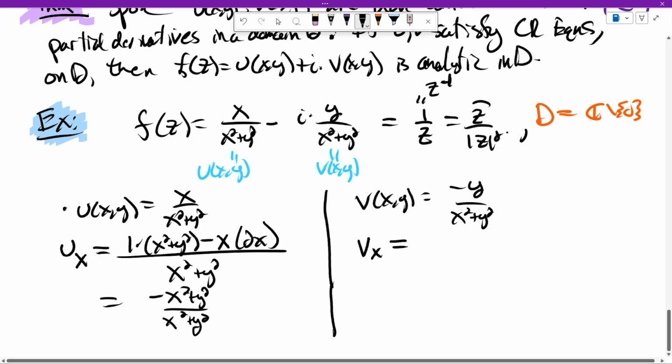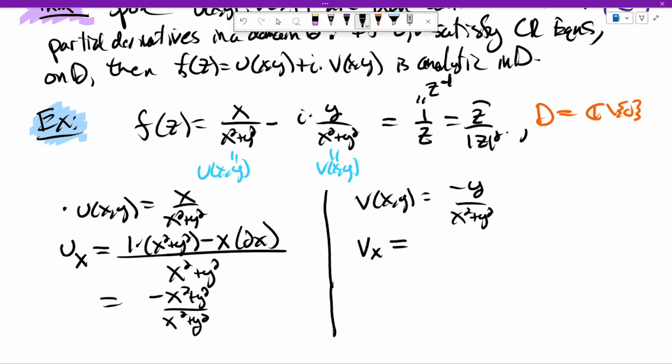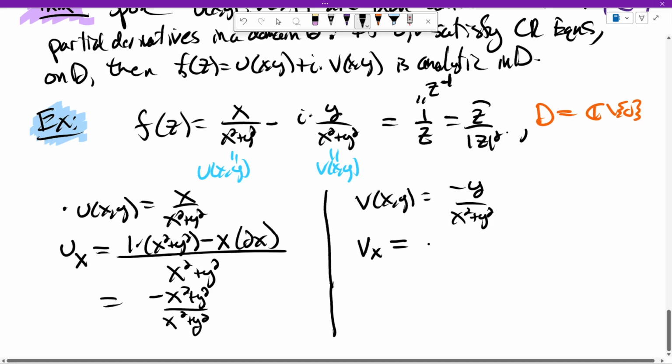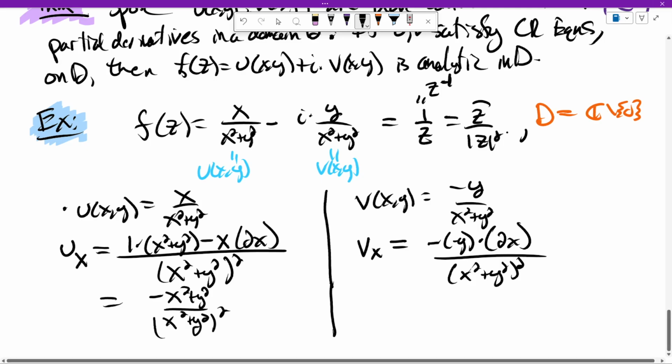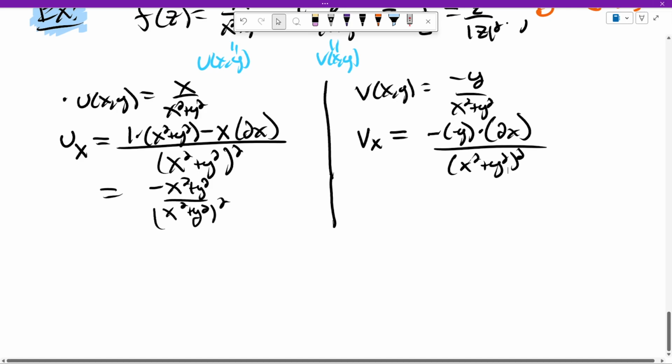So we're going to do v_x. The numerator has no x's in it, so if we take the partial derivative, we get 0. So we're just going to subtract off the numerator times the partial derivative of the denominator with respect to x, which is 2x, over x squared plus y squared, squared. And that's just the quotient rule, of course. So take a moment and do that if you need to.